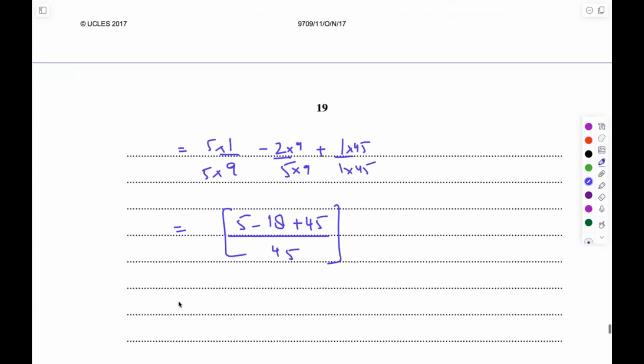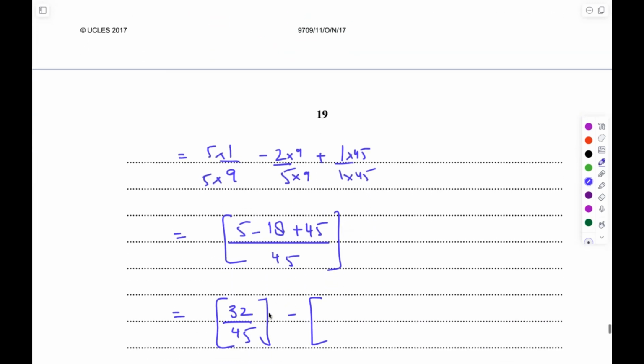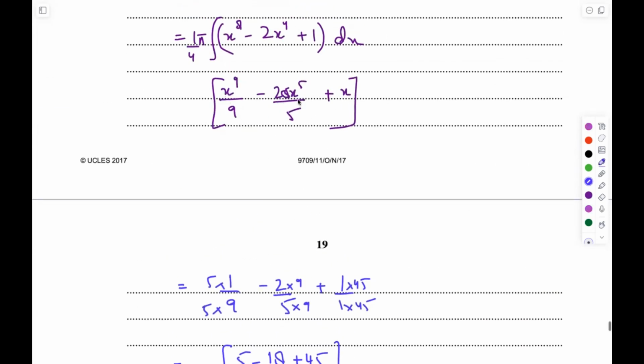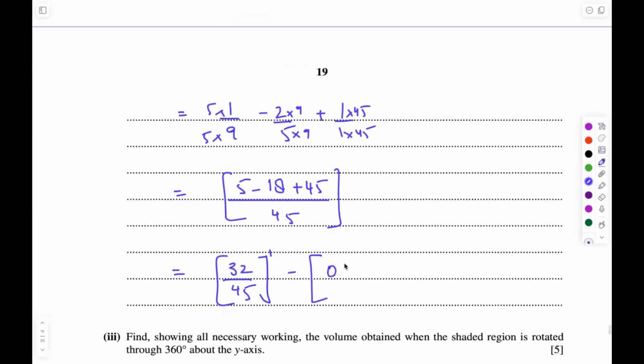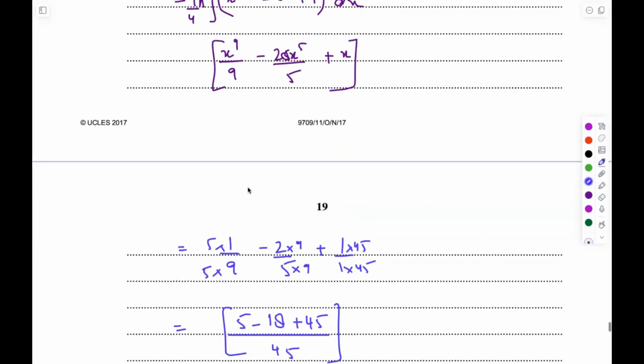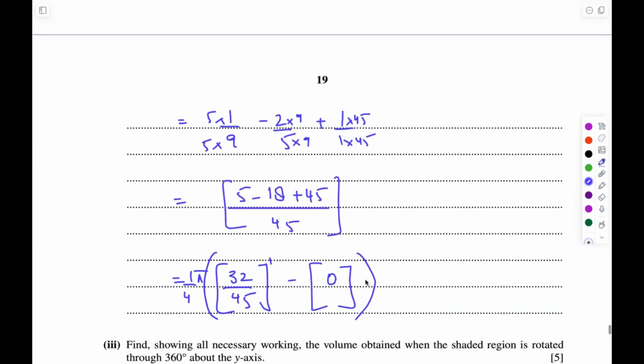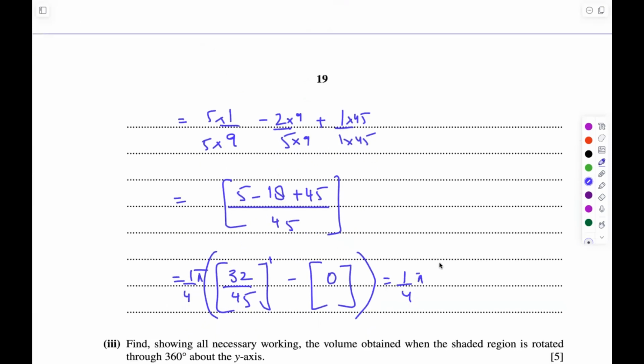So this will become 32 upon 45. And when we substitute x equals to 0 into the expression, so this was when we substituted x equals to 1. When we substitute x equals to 0, this will become 0 minus 0 plus 0. So that will become a 0. And this complete answer will multiply by 1 upon 4 pi. So this will be equals to 1 upon 4 pi multiplied by 32 upon 45. 4 and 32 will cancel. So we can write the final answer as 8 pi upon 45 for the volume of the shaded region.